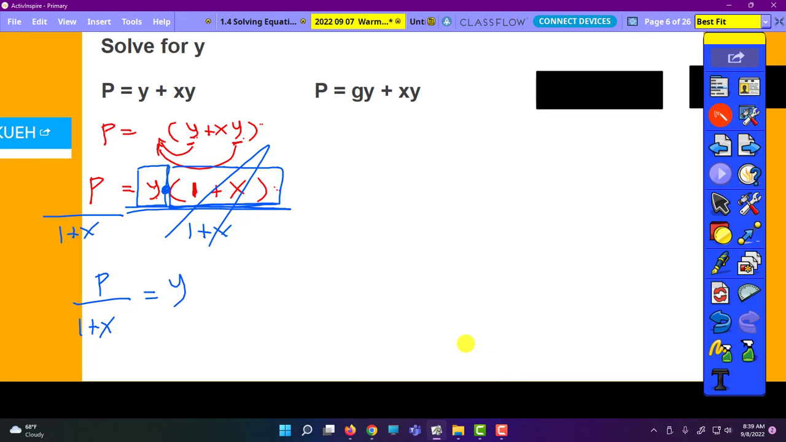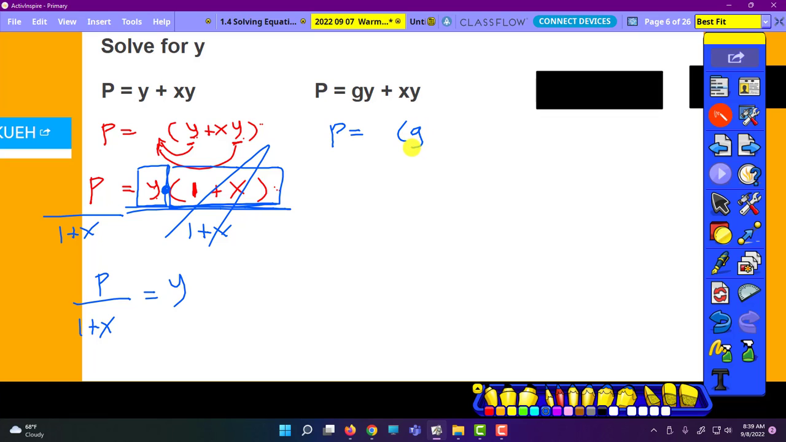So let's solve the next question. P equals gy plus xy. Again, how many y's do I have in here? I got 2. So the same procedure. Let's undistribute our y. So I will have here p equals, I will have parentheses gy plus xy.